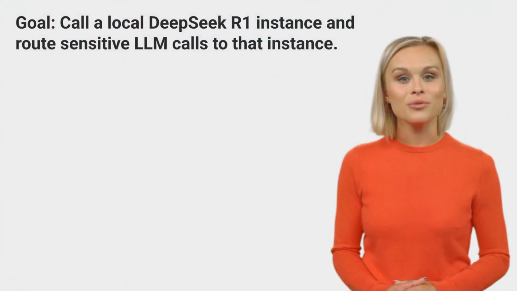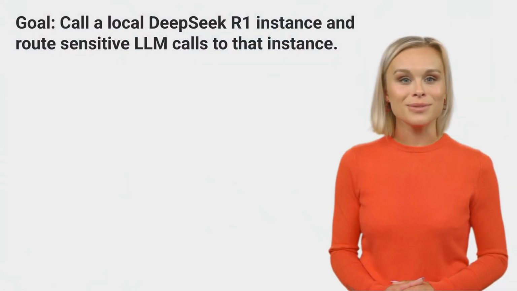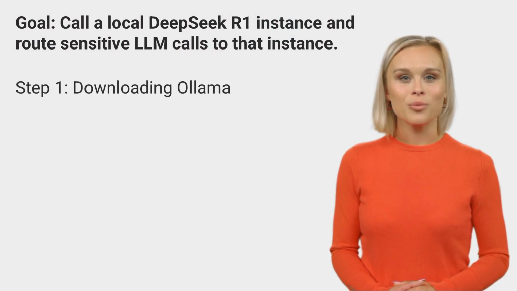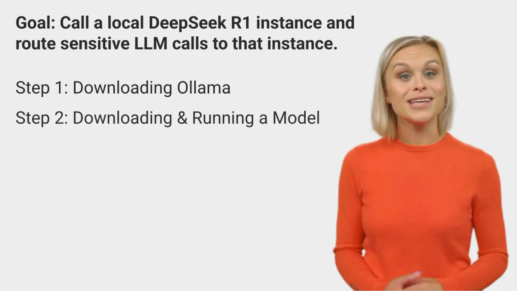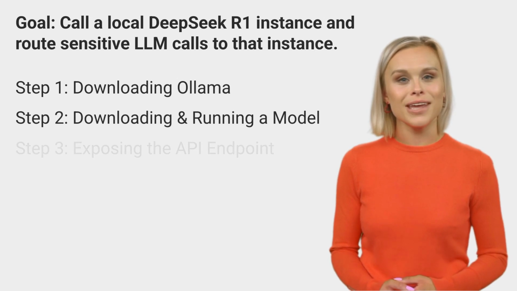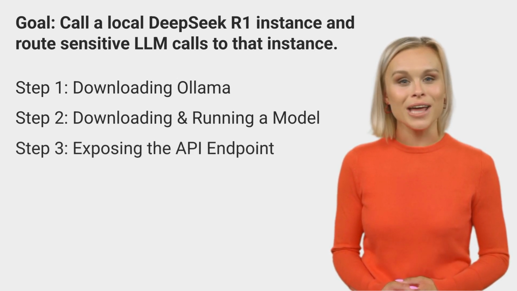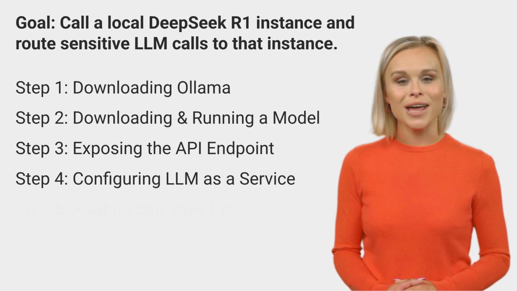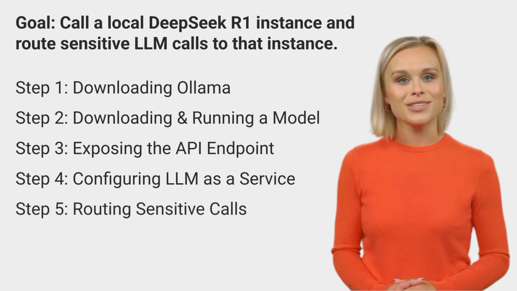The steps to locally run a private instance of a model like DeepSeek are as follows. 1. Download Ollama to host our private models. 2. Download a model of our choice, like Llama or DeepSeek, for example. 3. Make the local model's API endpoint accessible. 4. Configure this service in the LLMAsAService control panel. 5. Route sensitive calls to that service.